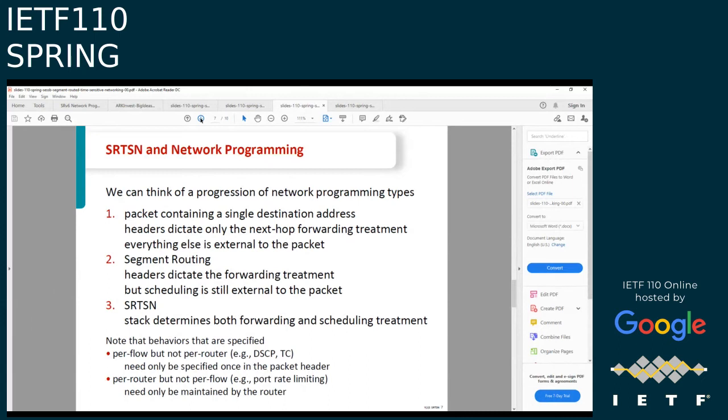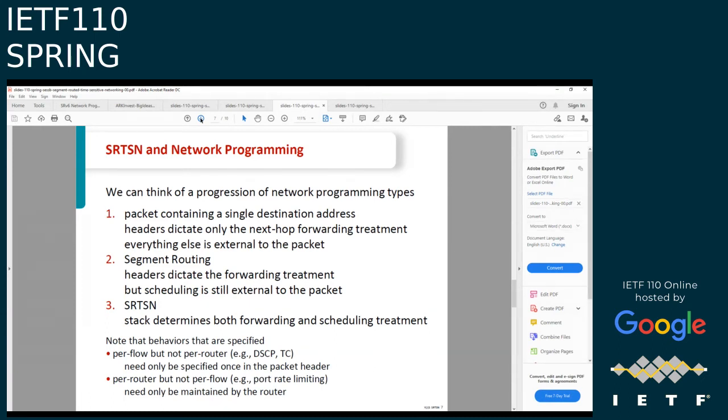This is just for those people who like the word network programming. I'm giving my own interpretation here. But if you think about it, what is the point of network programming? It's to do something like SDN, that is, to be able to programmatically set up your paths in the network, but doing it using the packet itself, so we can still maintain this idea of the packet finding its way through the network rather than have to configure a lot.